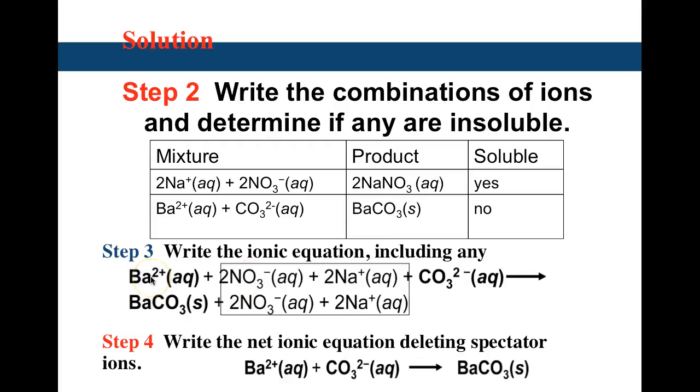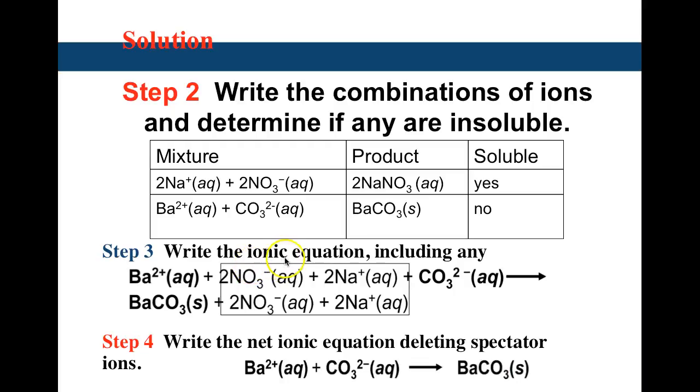However, when barium ions and the carbonate ions come together, they become insoluble, all right? So the spectator ions are the nitrate and the sodium ions. If you get rid of them, what you're left with is the formation of the solid, the net ionic equation, which is barium and the carbonate coming together, forming barium carbonate, all right? So this is how you use the solubility rules and determine what the net ionic equation is.